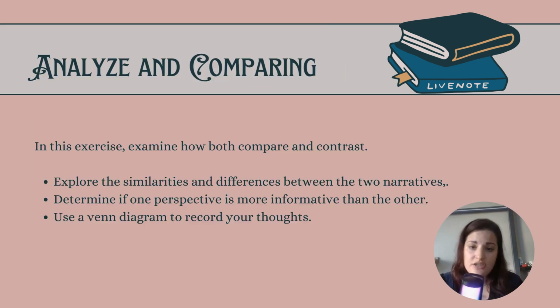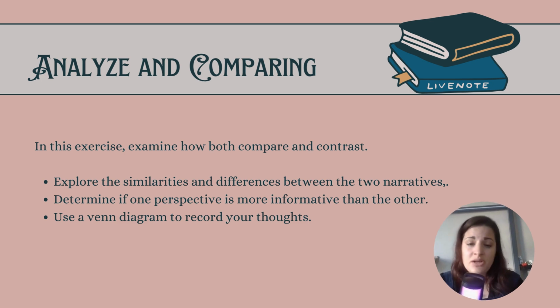Now that you've heard the two different perspectives on the same story, you're going to do three things. You're going to explore the similarities and the differences between the two narratives. What was the same? What was different? Think about it. Determine if one perspective was more informative than the other. Do you think one gave you more information? Which one did you like more? Why? And finally, you're going to use the Venn diagram, okay, to record your similarities and your differences.